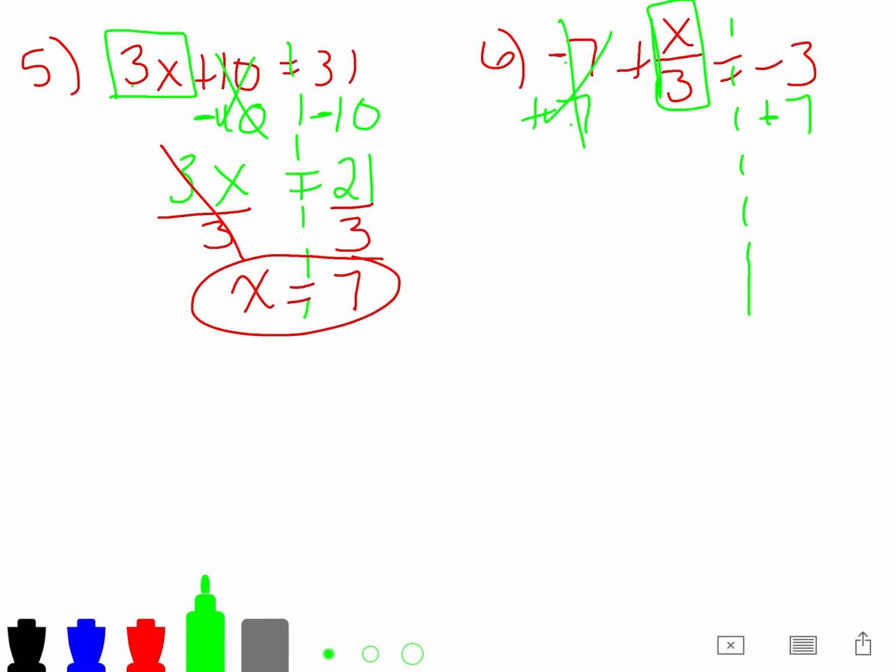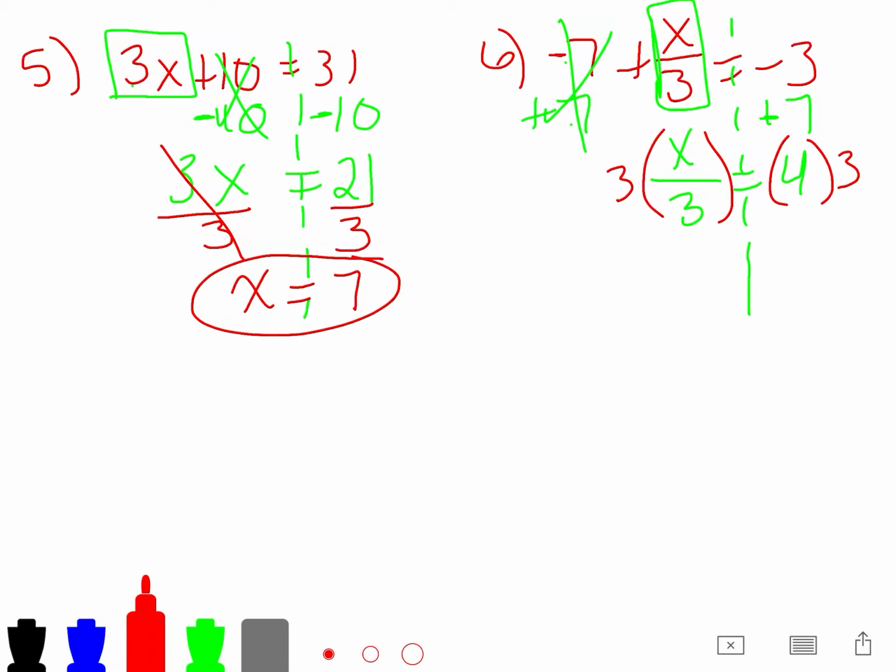Negative 7 plus 7, that does cancel. We're going to bring down our x over 3. Negative 3 plus 7 would be 4. And now we have one more step. I have x divided by 3. The opposite of dividing would be multiplying. Anything I do to one side, we have to do to the other. These 3's cancel. We're left with x. 4 times 3 is 12. X is alone, so there's your answer.